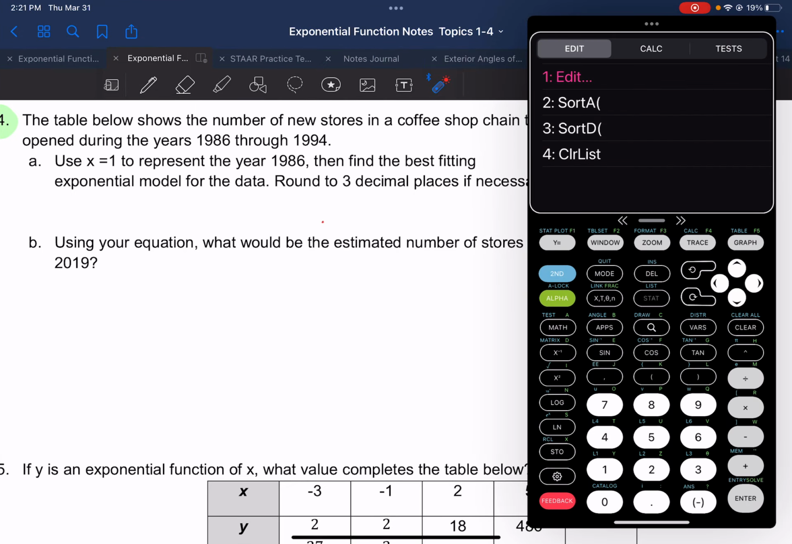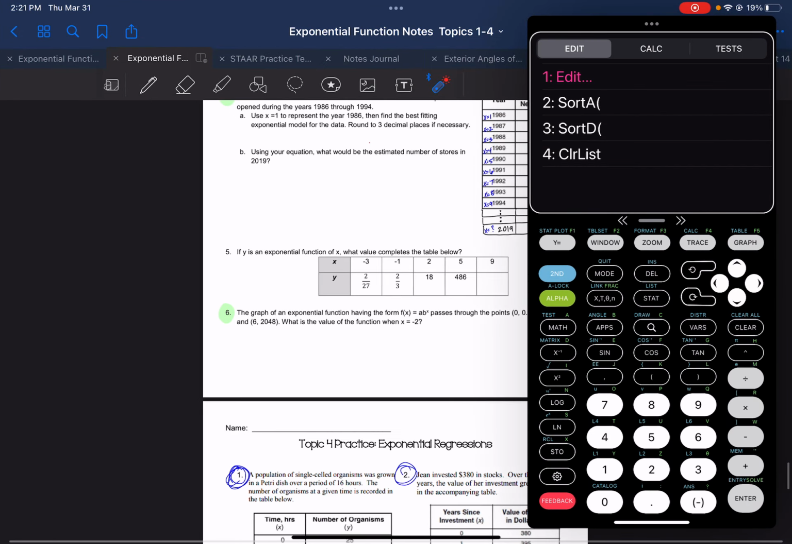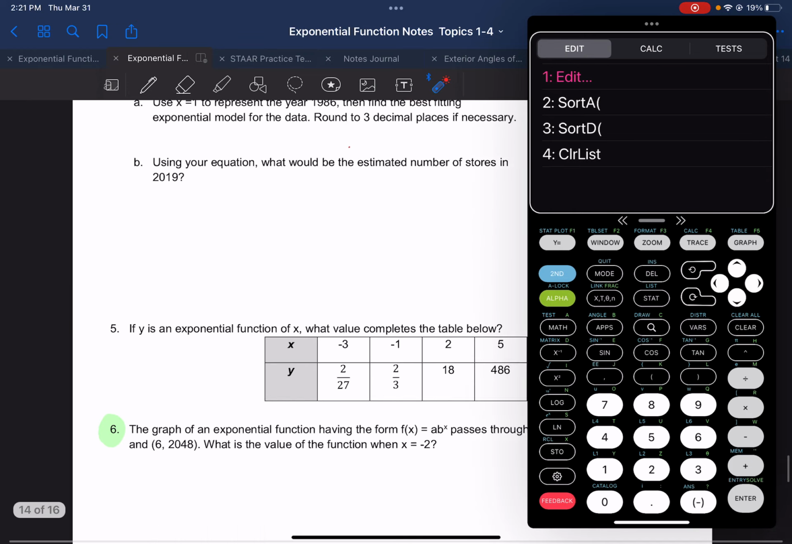I should have had this done already. Do I have it done already? I thought I had it done, but I erased it. My bad. All right, so here we go.